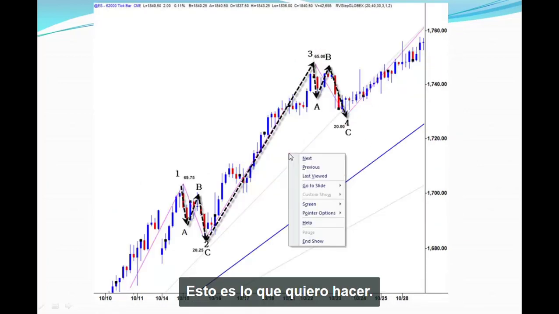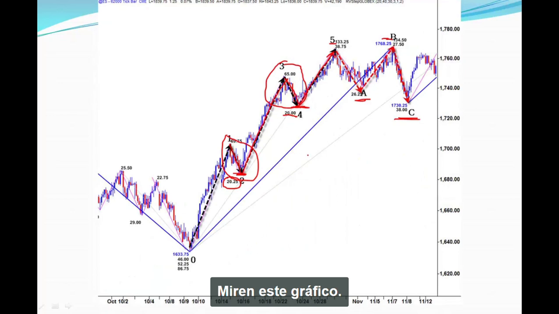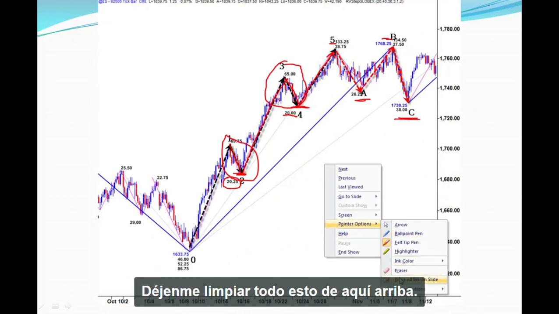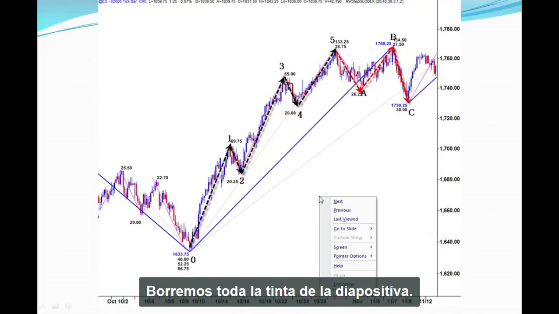All right, so here's what I want to do. You take a look at this chart. Let me clean all this up here. Erase all the ink on the slide.